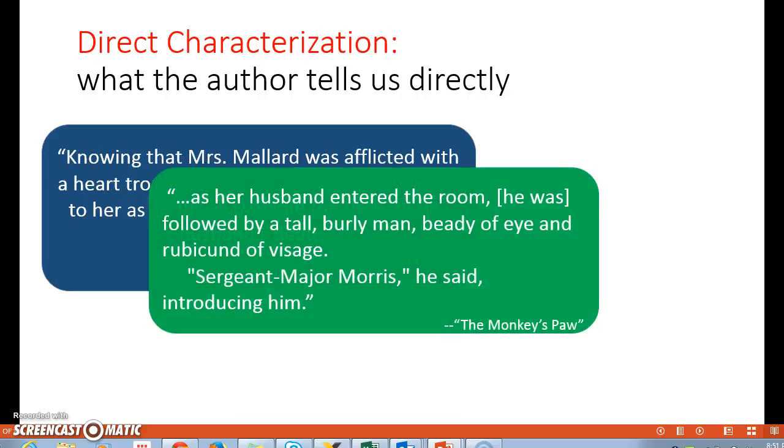Here's an example from The Monkey's Paw, which we haven't read in entirety yet. It's been on some of your USA test prep quizzes though. "As her husband entered the room, he was followed by a tall, burly man, beady of eye and rubicund of visage. 'Sergeant Major Morris,' he said, introducing him." All right, so we have a physical description here, a tall, burly man with beady eyes and rubicund visage, his face, is rubicund. So the author's telling us very directly what he looks like.